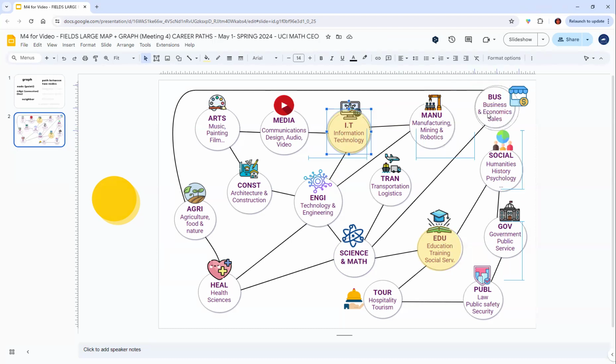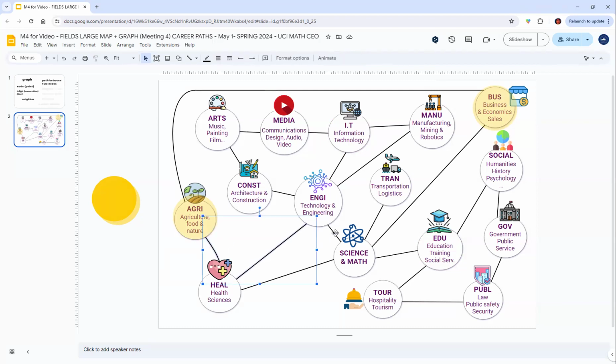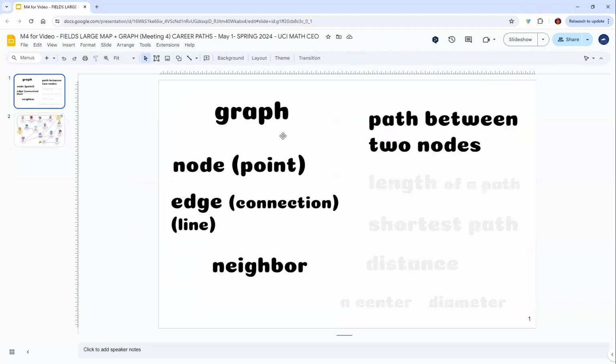Take another example, business and agriculture. Are these two neighbors? Yes. Is there a path? Of course. This is just a path of just one edge. Is it the unique path, the only path? No, because we could take also this path, for example, going through here. So there's more than one path connecting these two.